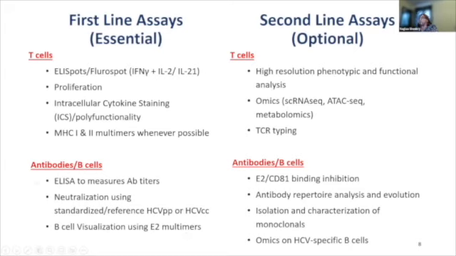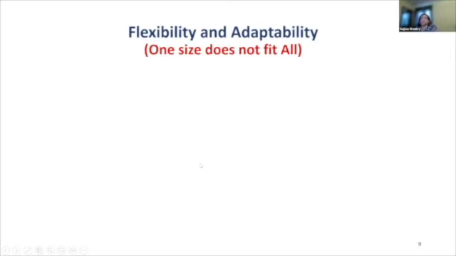So we think that these are important first-line assays, while second-line assays would look more deeply into the antibody response by looking at E2 CD81 binding inhibition, repertoire analysis, isolation and characterization of the different antibodies, as well as omics on HCV-specific B cells. What is important to note is that one size does not fit all. So we need to be flexible and adaptable.